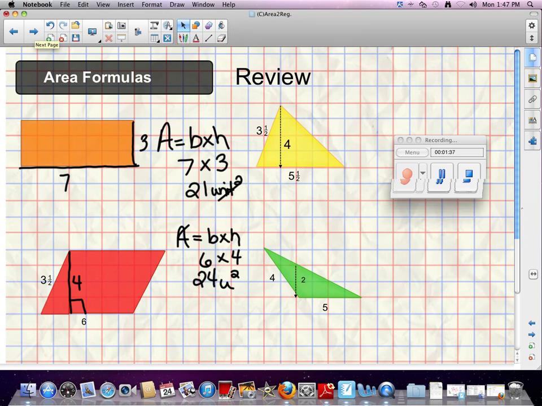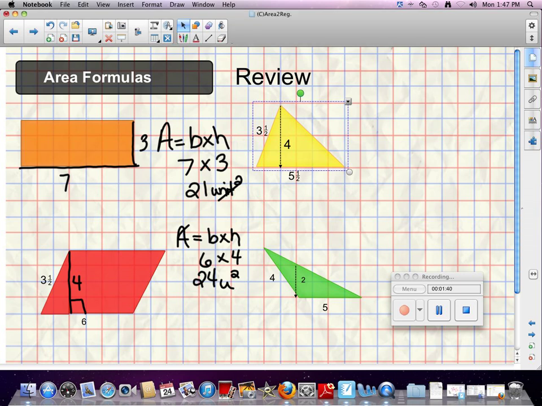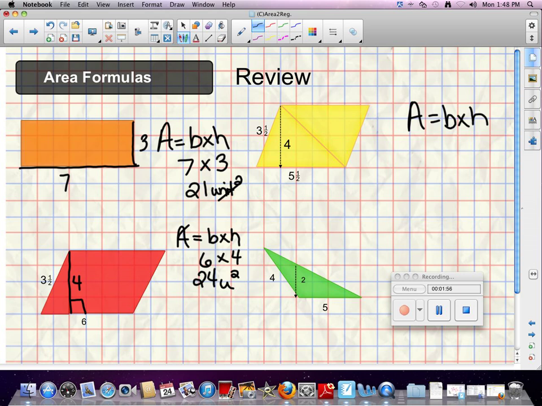Triangles, if you remember, are the pretty cool ones. If I take this triangle and I double it and I rotate it, I basically have just created myself a parallelogram. We know the area of a parallelogram is area equals base times height. Well, my base on this one is 5.5. My height, is it the 3.5 or the 4? Remember, it's the 4 because it has to make the 90-degree angle.